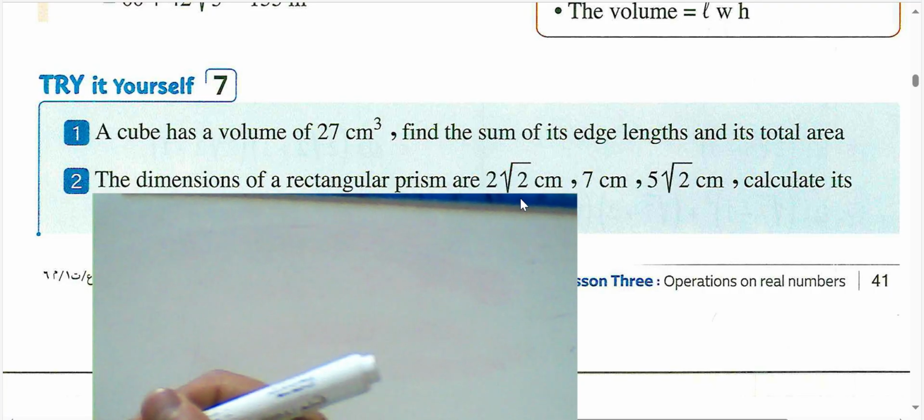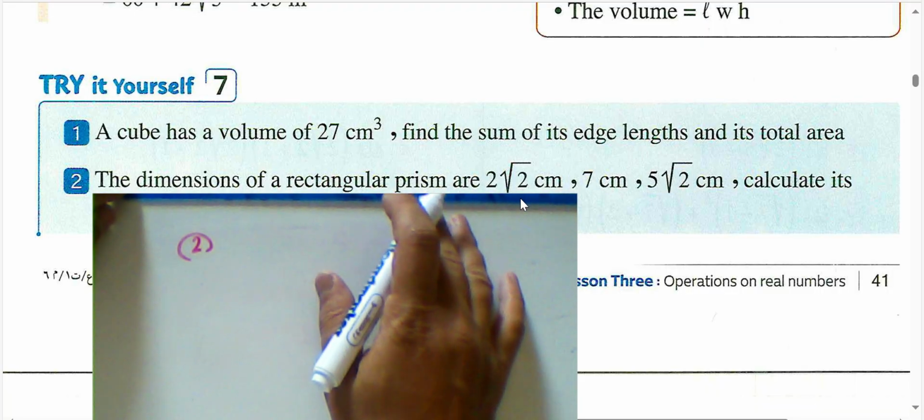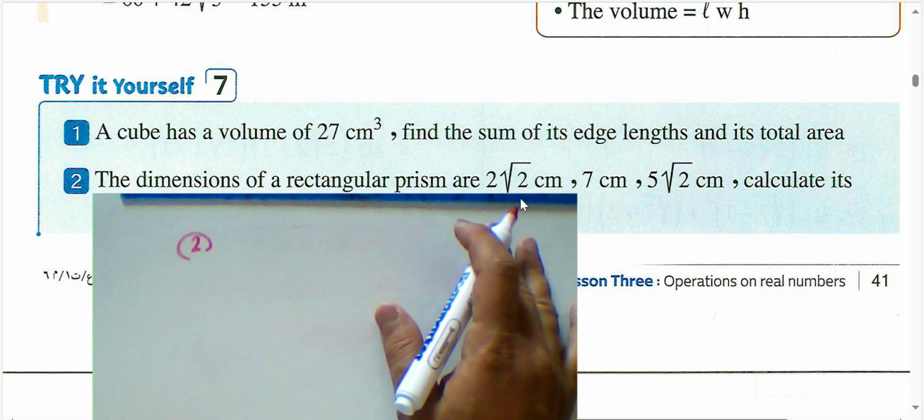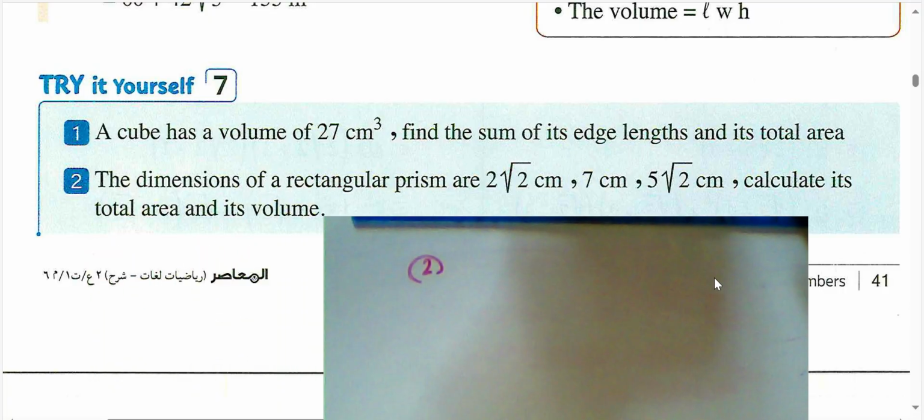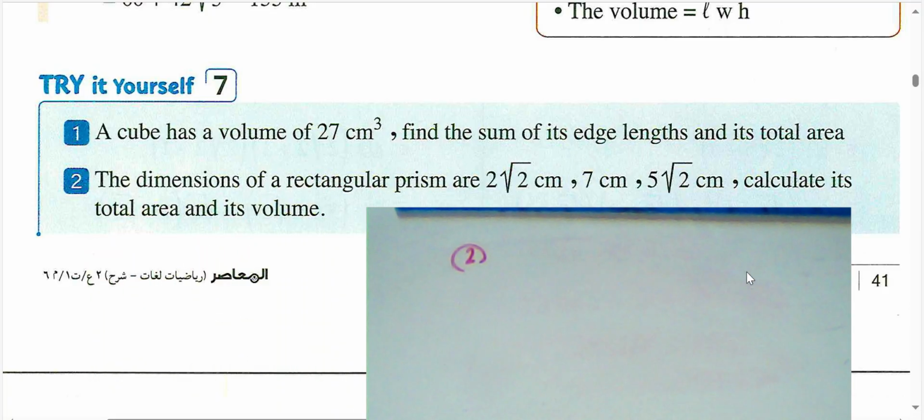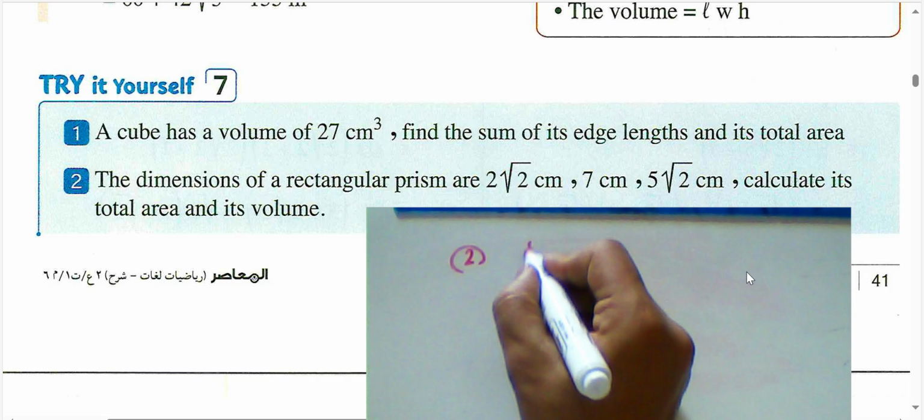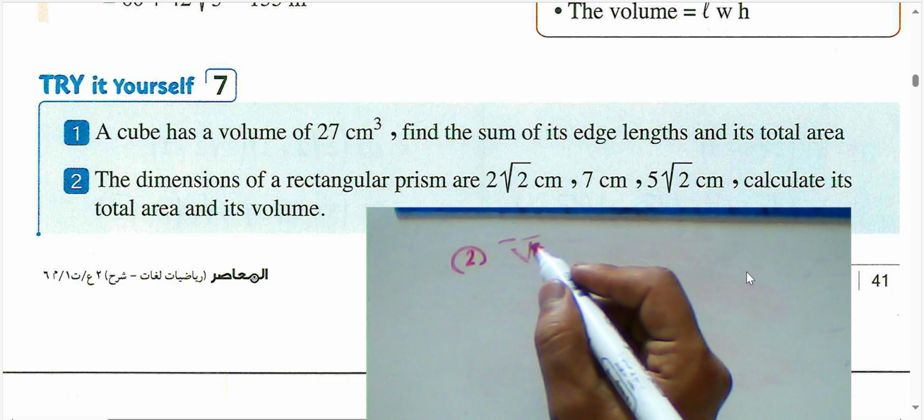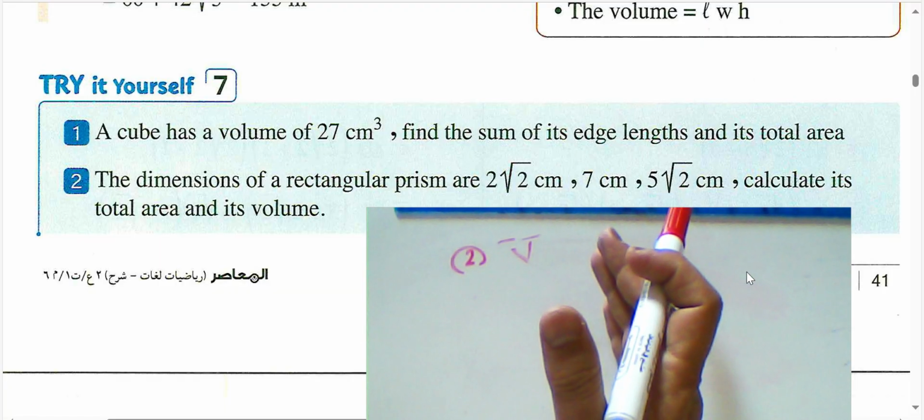Next question number 2. The dimensions of a rectangular prism are 2 root 2, 7, 5 root 2. We can find here, for example, the total area and the volume. We can find the total area by multiplying length by width, width by height, and length by height. And to find the volume, you must multiply length by width by height.